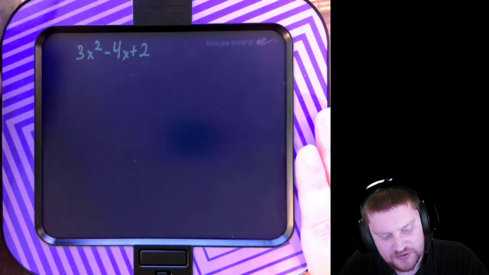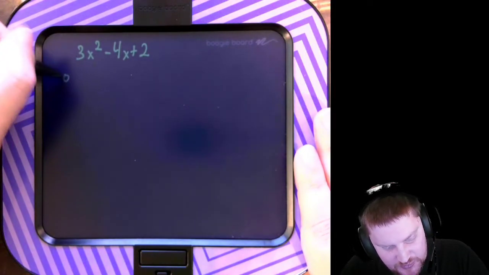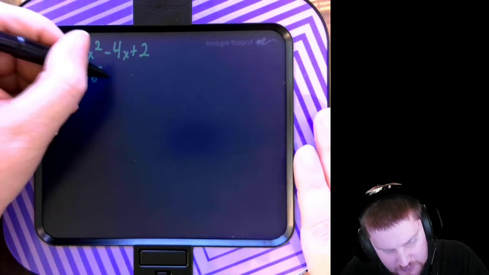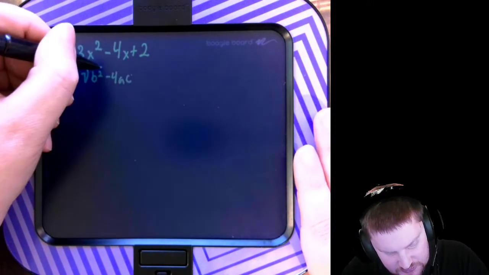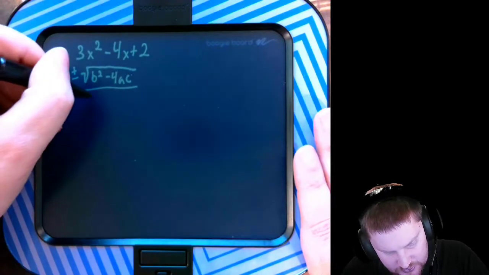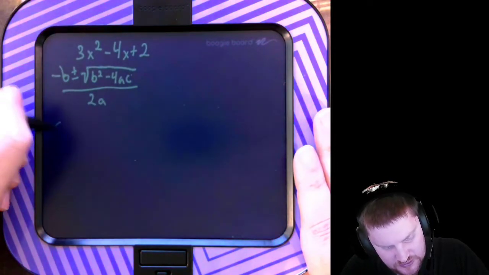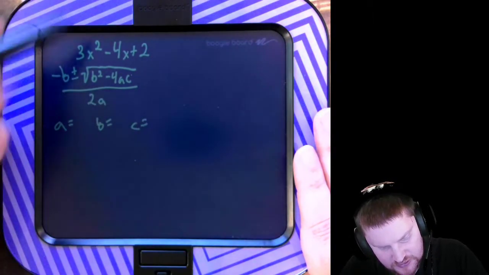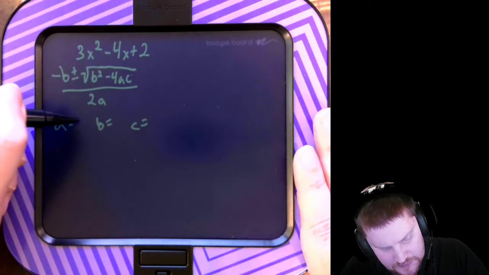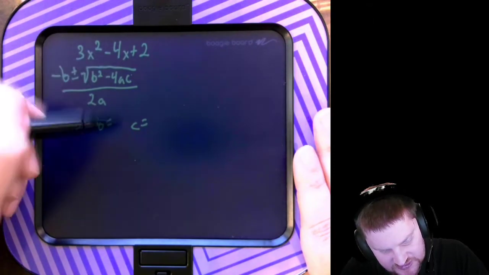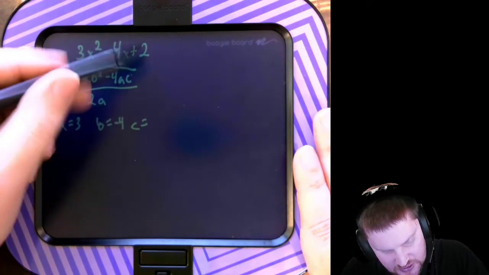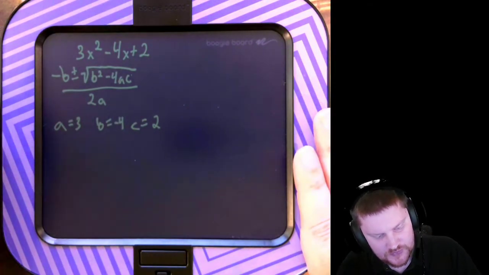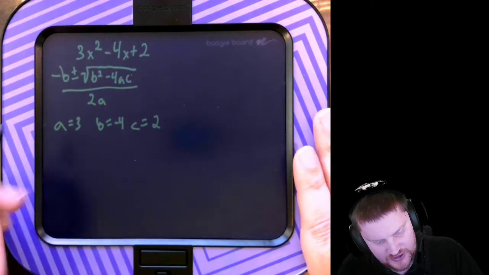Remember, from here we're going to have to use the quadratic formula. That's negative b plus or minus the square root of b squared minus 4ac over 2a. A, b, c. The coefficient of x squared is 3, so that's our a. Coefficient of x is negative 4, so that's our b. Coefficient c is 2. So a is 3, b is negative 4, and c is 2.